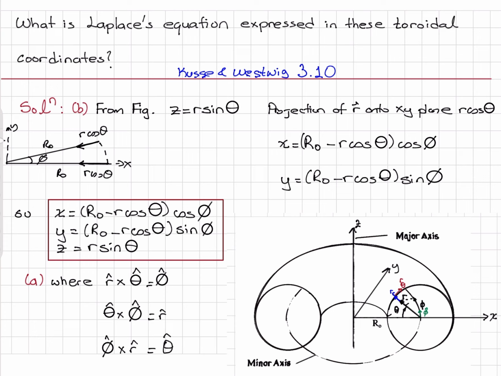So what does that imply? The unit vectors r hat, theta hat, phi hat are orthogonal to each other, and their cross products imply that the set of coordinates r, theta and phi in the toroidal coordinate system is forming a right-handed coordinate system.